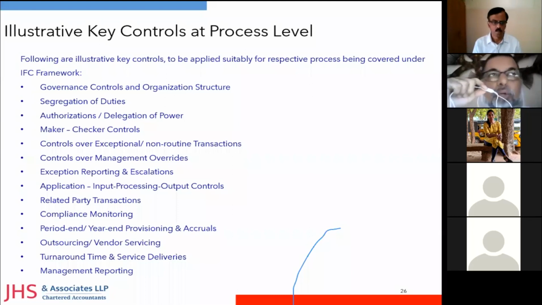If we are able to highlight the turnaround times, say for example, processing of vendor invoices. If MSME invoices have to be processed within 45 days, but the turnaround time is 60 days, then it violates the legal requirements of the country. So those specific turnaround times and service delivery requirements have to be mapped into the RCM. And finally, the management reporting. So these are the illustrative key controls that one needs to look at while creating the risk and control matrix.